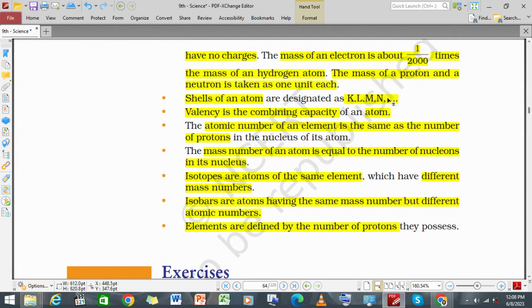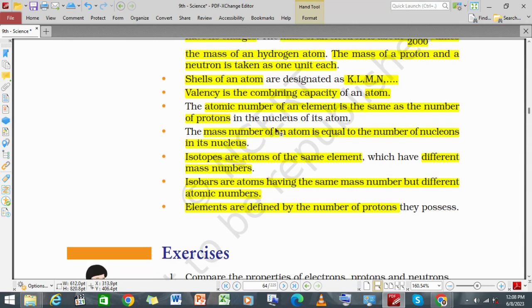And shells of an atom: K, L, M, N, O. Now valency is the combining capacity of an atom. The more it can combine, the better valency it has. The atomic number of an element is the same as the number of protons. So if you want to find out the number of protons, just find its atomic number.